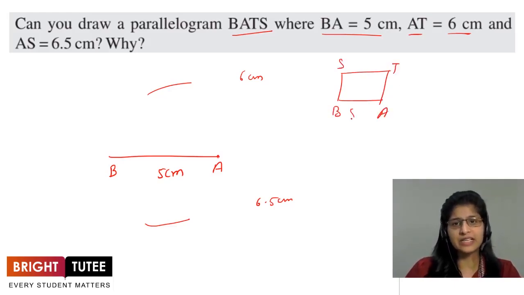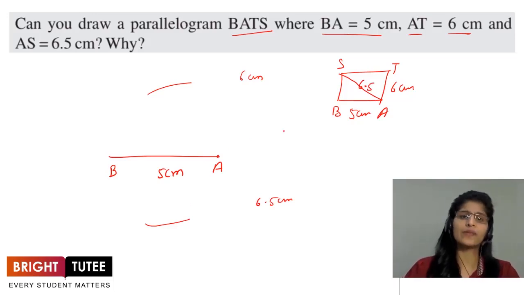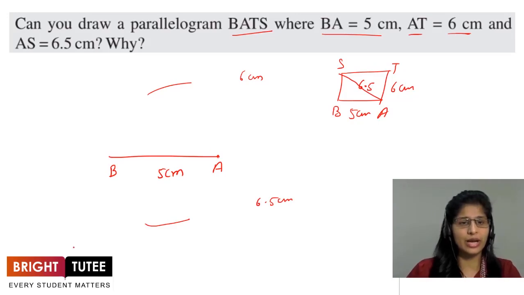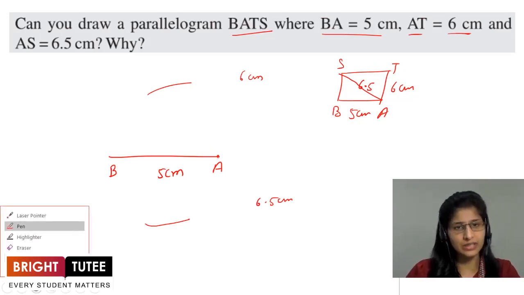BA is given as 5 centimeter, AT is given as 6 centimeter. So what about the other sides? And we are given one more measurement, AS, that is one of the diagonals. So AS is also given as 6.5. Okay, so AS is the diagonal. So what should we do always? As in the last part we did, we should always draw the diagonal first. That is the easiest way to draw. So I am just clearing it out and we'll start with the diagonal.